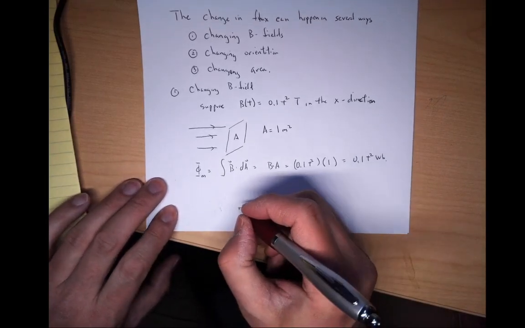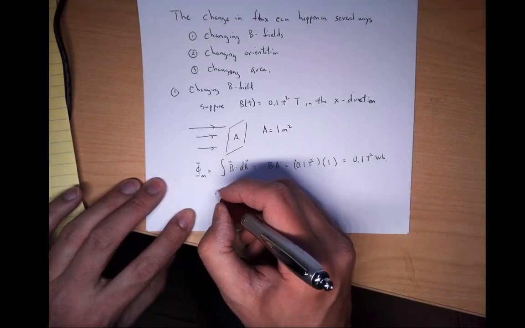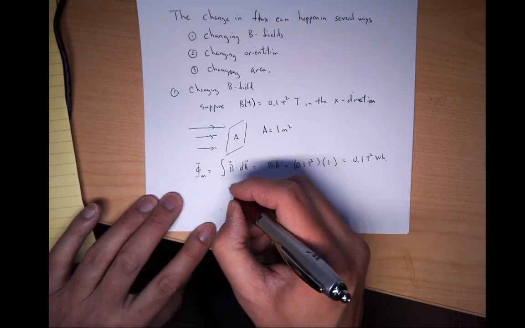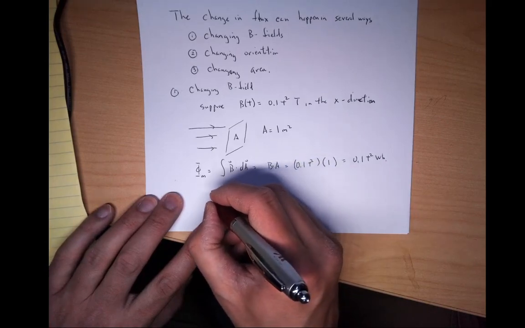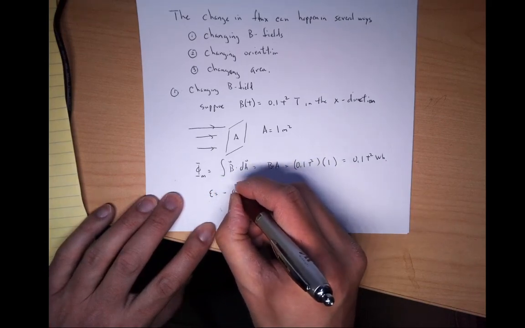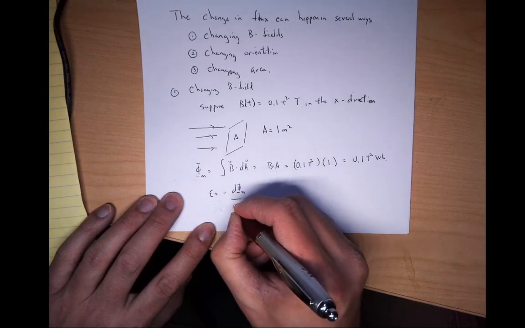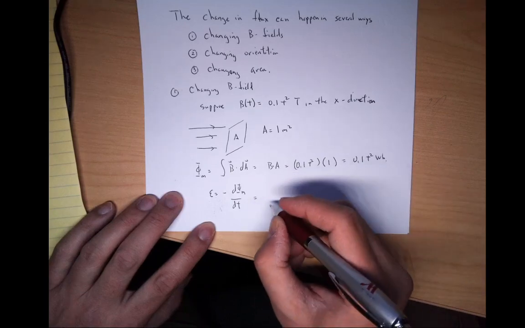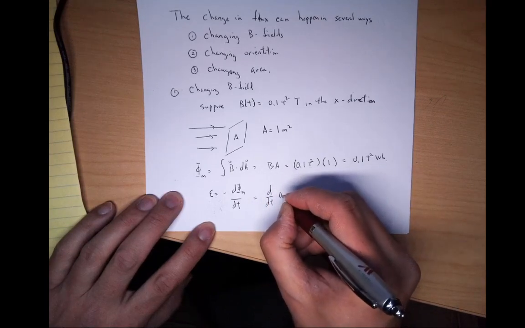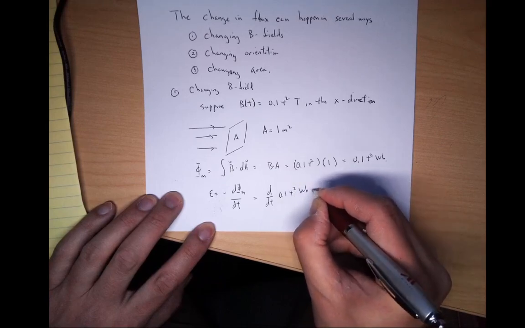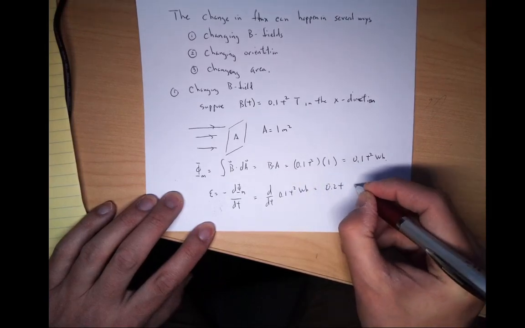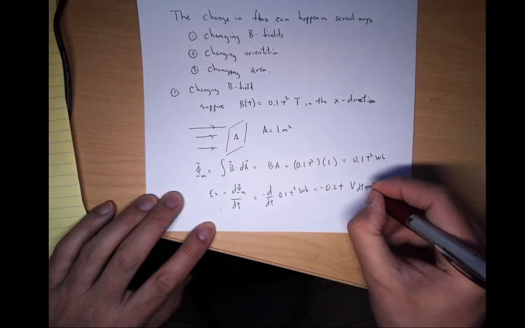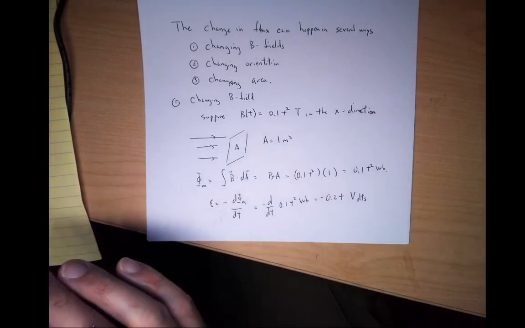So the second part now. Let's get the EMF. EMF is equal to minus d phi m dt, which is going to be equal to d by dt of 0.1 t squared Webers. That's 0.2 t, and the units of EMF, with the minus sign, are volts.